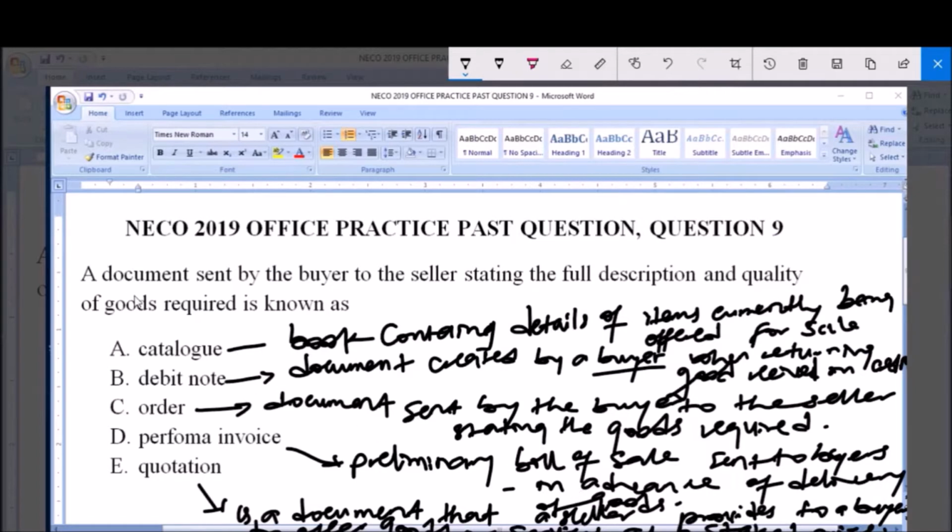Now the question says a document sent by buyer to seller stating the full description and quality of goods required, and that is option C, an order. It's a document sent by the buyer to the seller stating the goods required. So therefore option C is the correct answer.